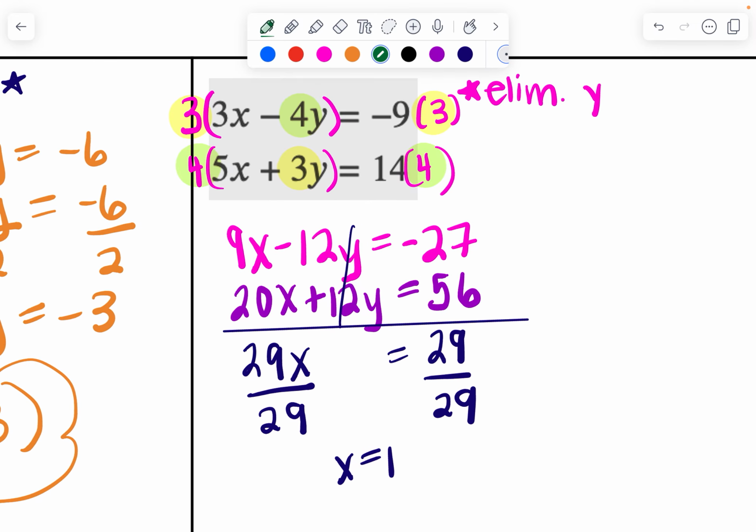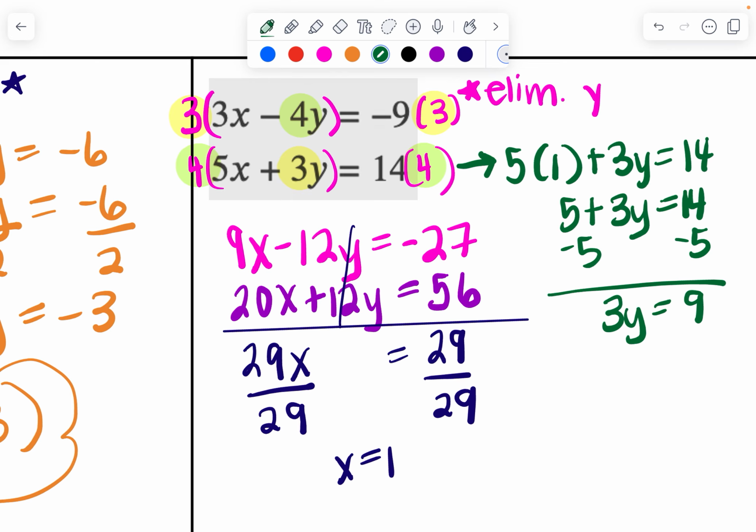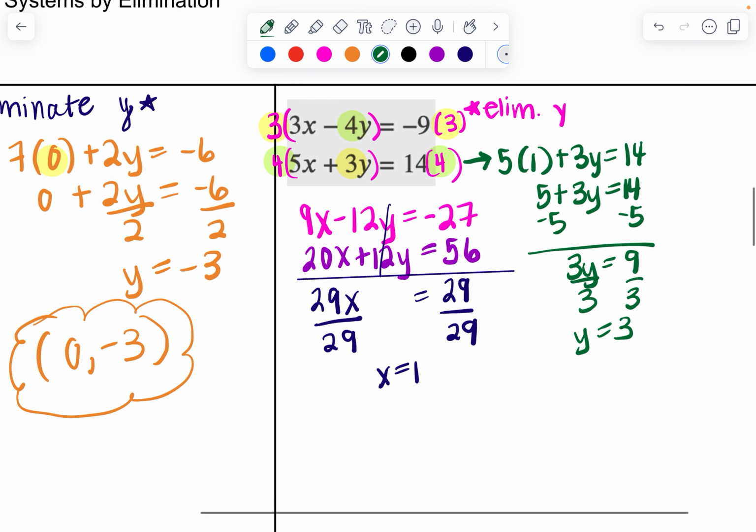Now to find y, I'm going to use this equation before it's multiplied by 4. So 5x is 5 times 1, plus 3y is 14. 5 plus 3y is 14. Take 5 from both sides. 3y is 9. And dividing by 3, we'll get y equals 3. So our final answer then is 1, 3.